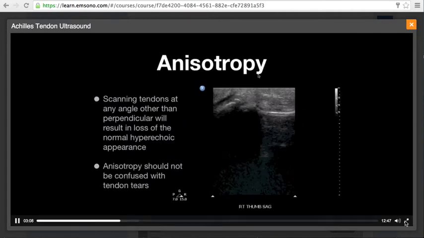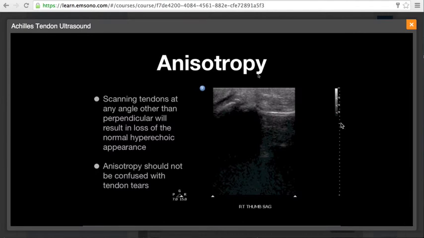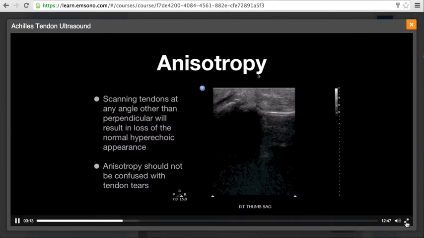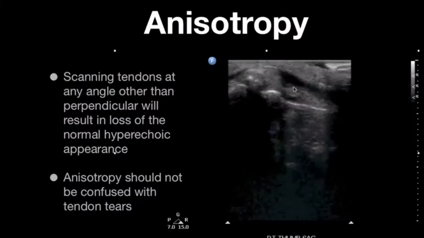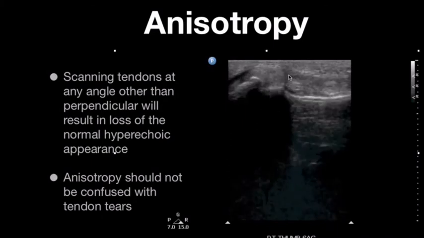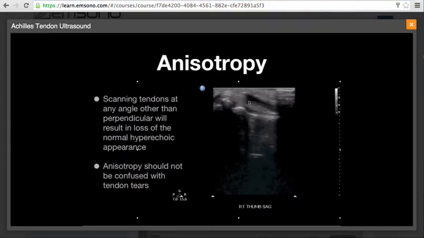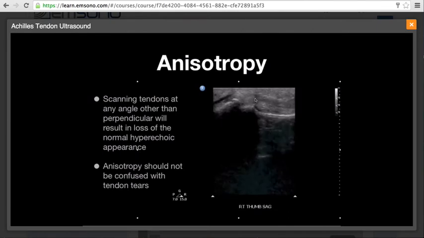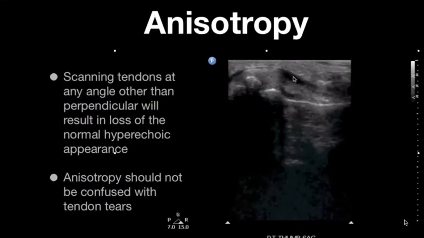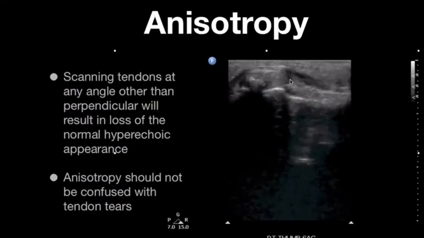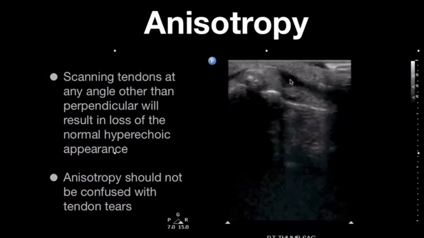Anisotropy is something that you have to be aware of when performing tendon ultrasound. Scanning a tendon at any angle other than perpendicular is going to result in a loss of that normal hyperechoic appearance, and this phenomenon should not be confused with a tendon tear. If we take a look at this intact tendon here, you can see that by changing the angle of insertion, it appears that the tendon is now ruptured. But by then getting back to close to a 90-degree angle, you can see the fibrillar echo texture reappear. So you want to be very careful when you're scanning to be aware of this phenomenon.